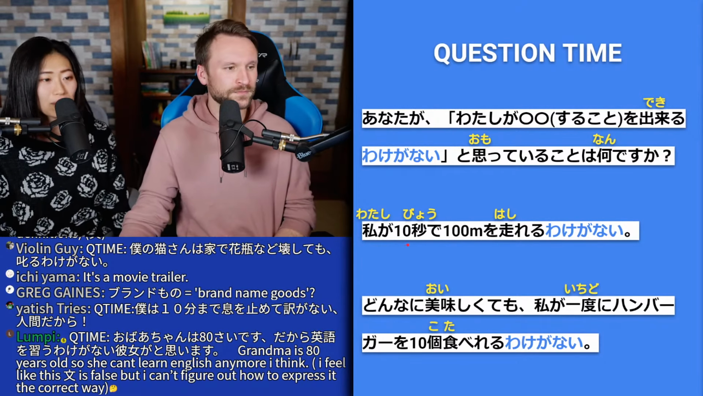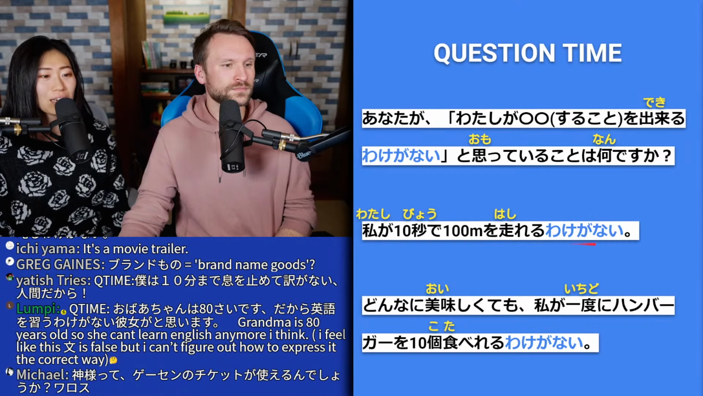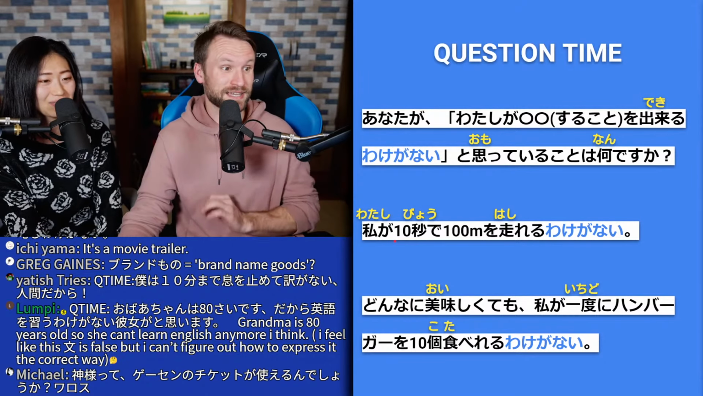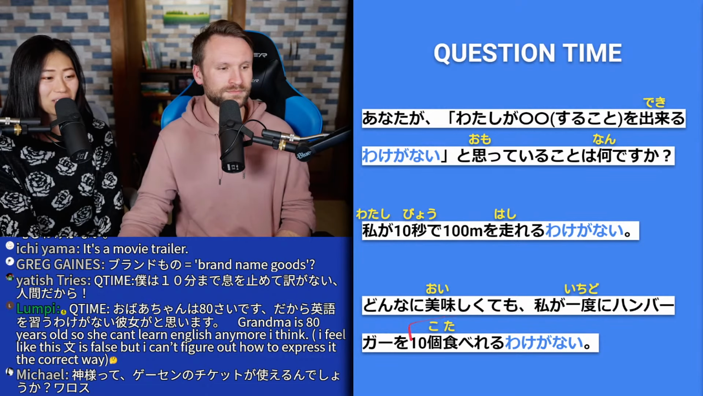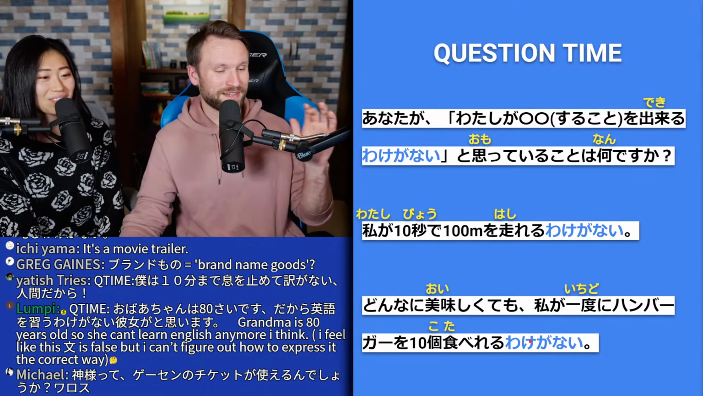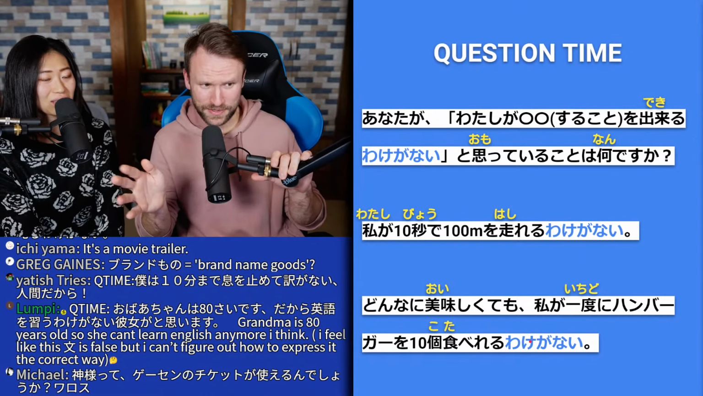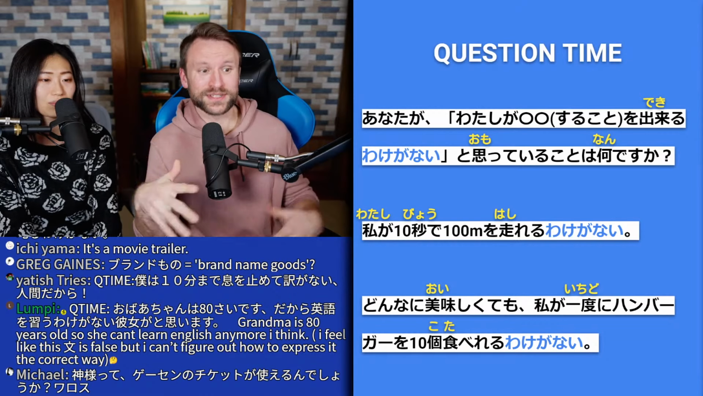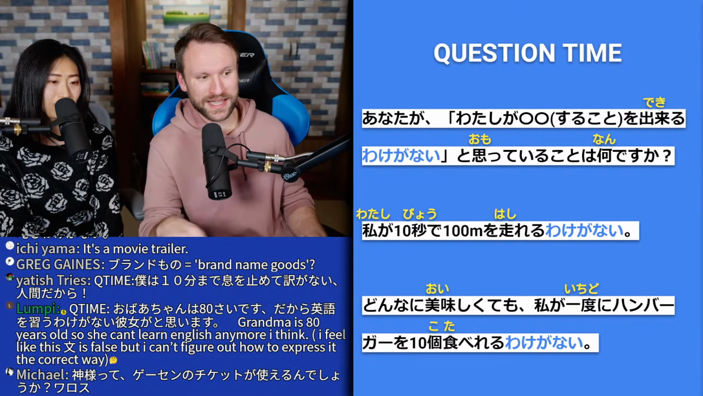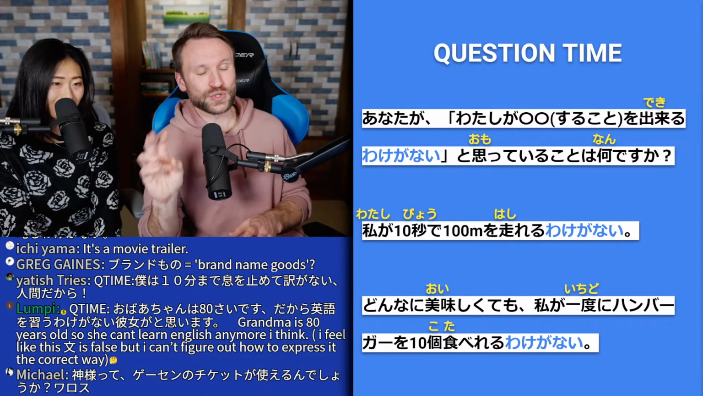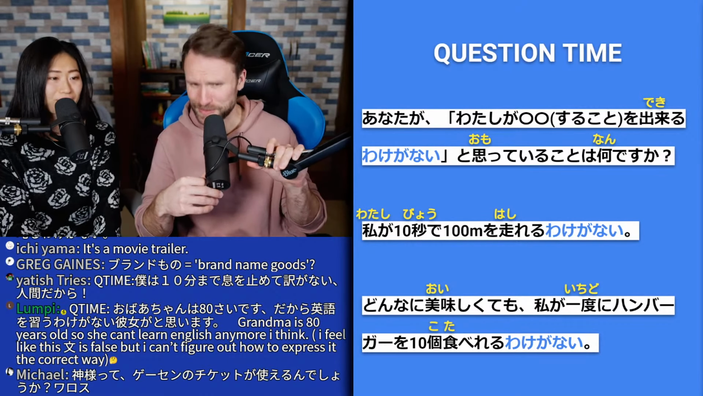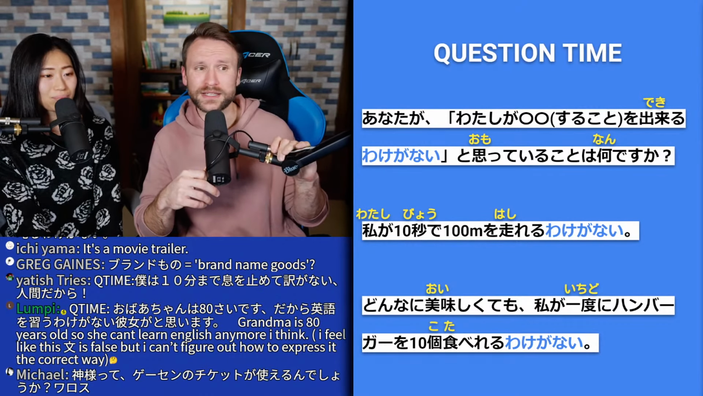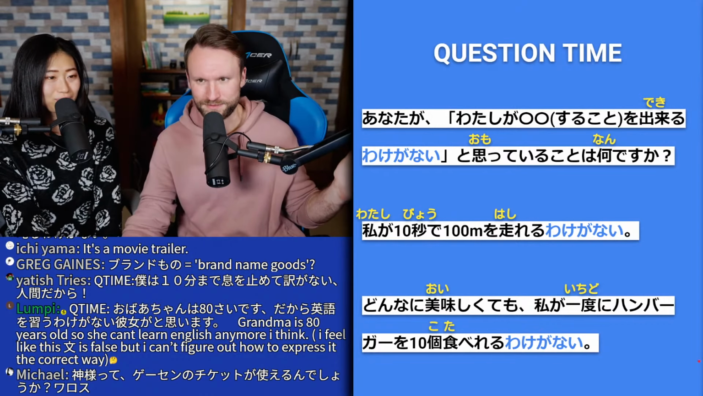For example. 私が10秒で100メートルを走れるわけがない。 So there's no way that I could run 100 meters in 10 seconds. どんなに美味しくても私が一度にハンバーガーを10個食べれるわけがない。 It's a little bit more complicated, this sentence. It's no matter how delicious they were, there's no way that I could eat 10 burgers in one sitting. 私が一度に, so at one time, ハンバーガーを, so hamburgers を10個, 10, 食べれる, able to eat, わけがない. There's no way that I could eat 10 burgers at one time, no matter how delicious they were. So how about you guys? What's something that you feel like you would not be capable of?